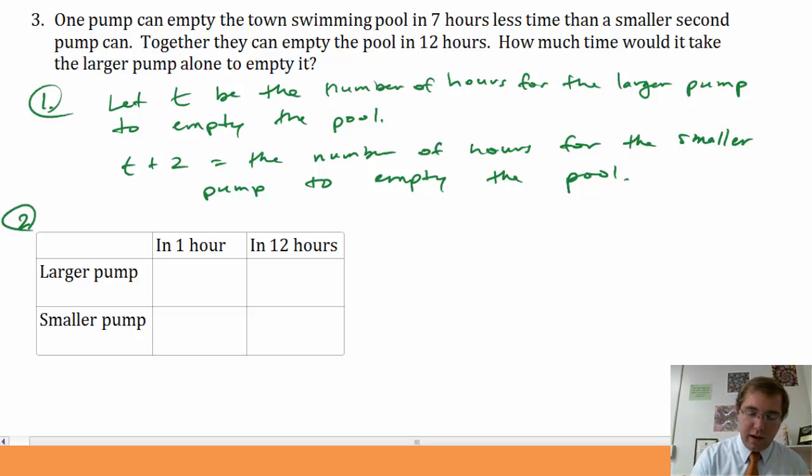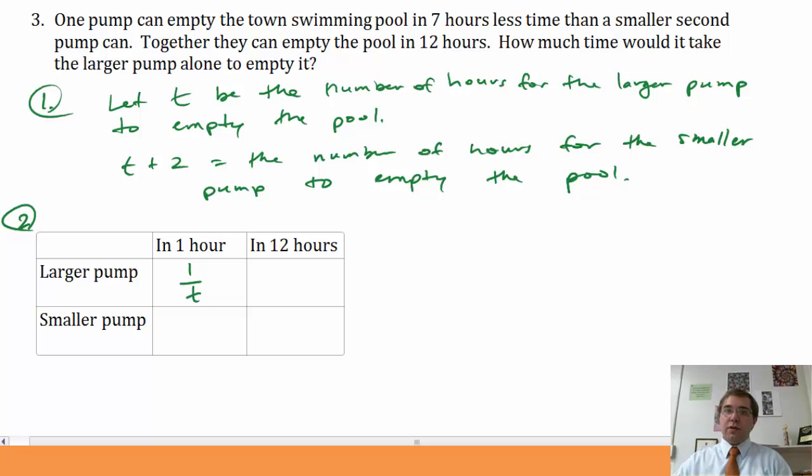That's my second step. And I'm going to do it in the form of this table. I've got the larger pump and the smaller pump. So how much of the pool, what fraction of the pool, can the larger pump do in 1 hour? If it takes it T hours to do the whole pool, how much can it do in 1 hour? Well, it would do 1 over T.